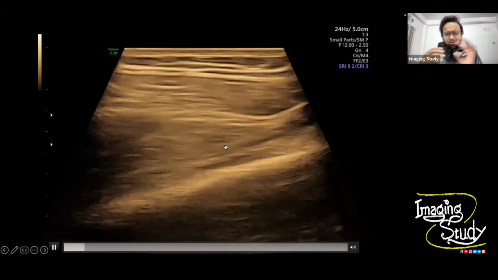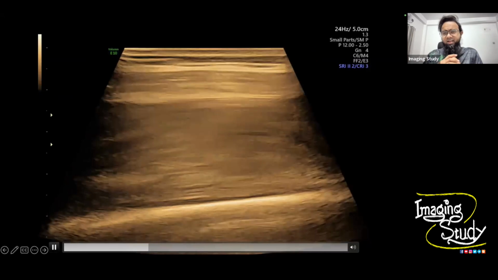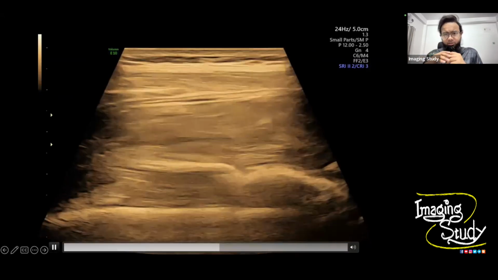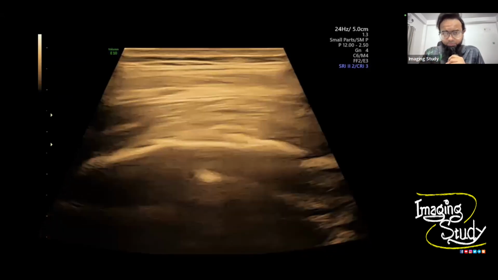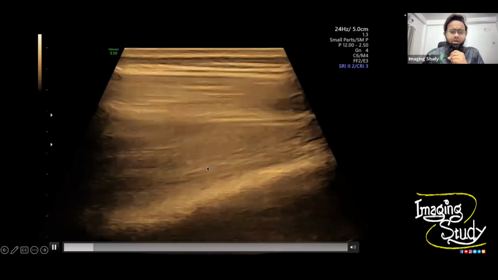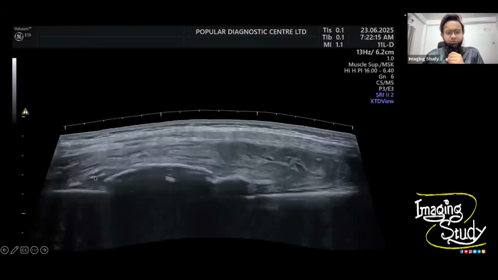So just to make sure your eyes don't get fatigued, I change colors a lot of the time. So this is just the hematoma. Okay, so here is the panoramic shot for you.